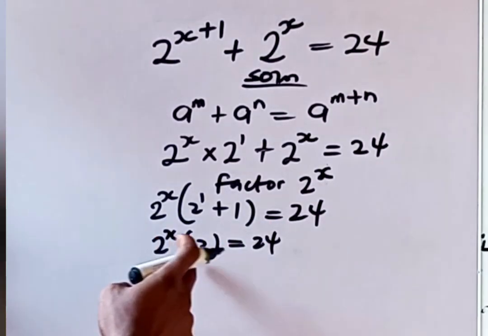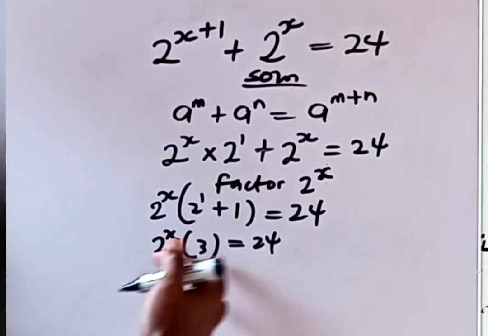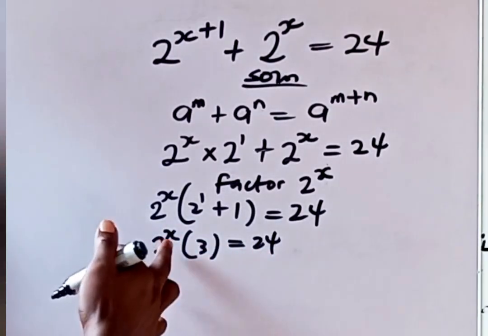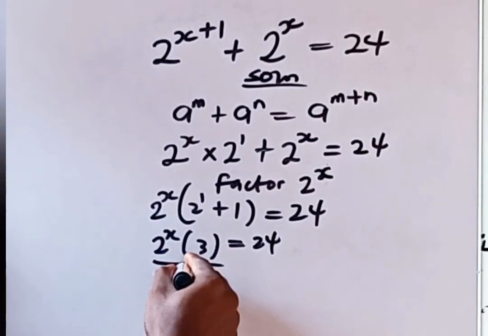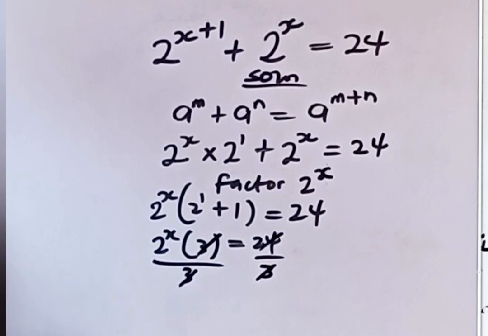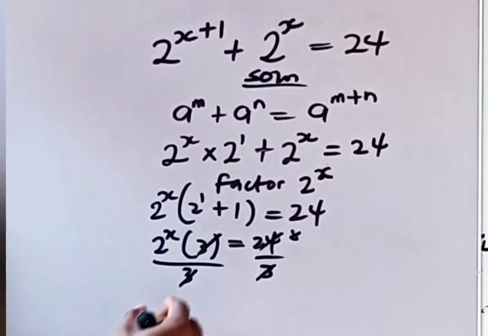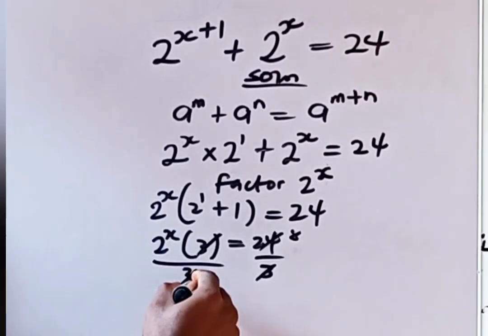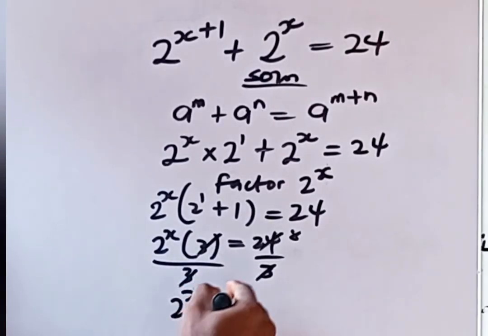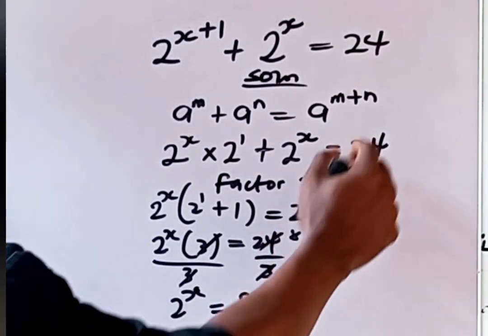Then what's next? We are going to divide both sides by 3 so that we can make this stand alone. If we divide both sides by 3, this will go into this, this will go into this. We are left with 8 here. So we are left with 2^x equal to 8.